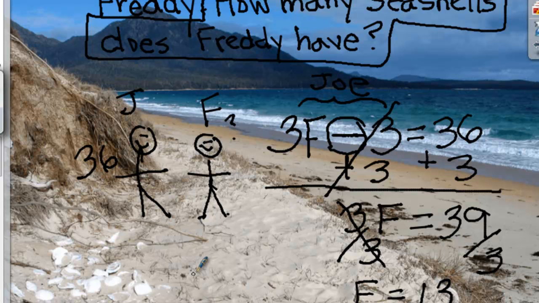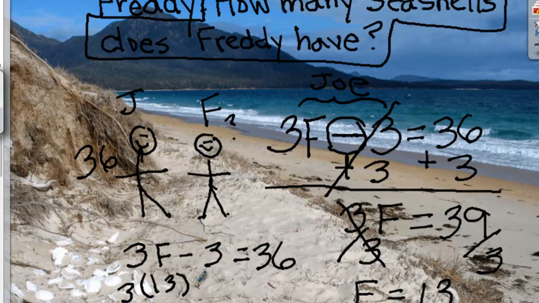Let's plug that back into our original equation to make sure that it all checks out. The original equation was 3f minus 3 equals 36. When I substitute 13 in for f, let's see what that gives us. 3 times 13 is 39, and 39 take away 3 is 36.